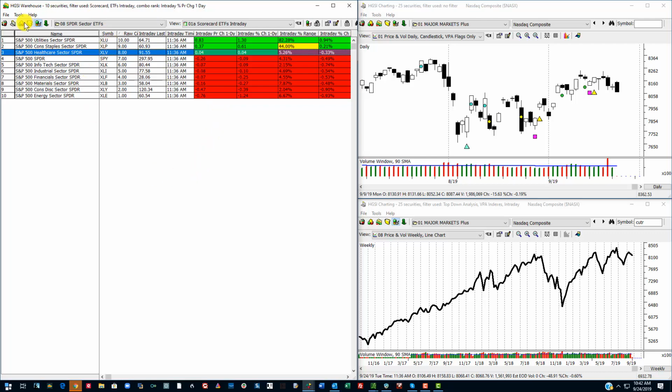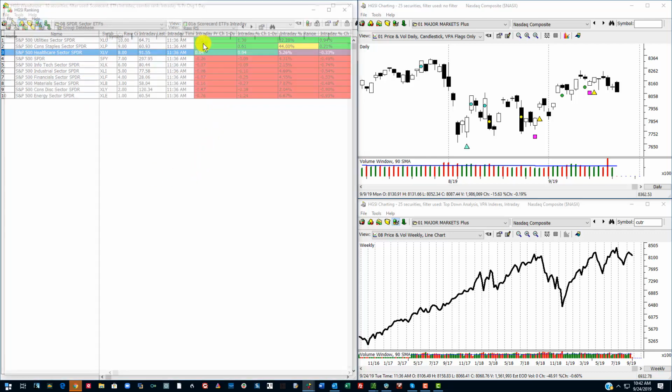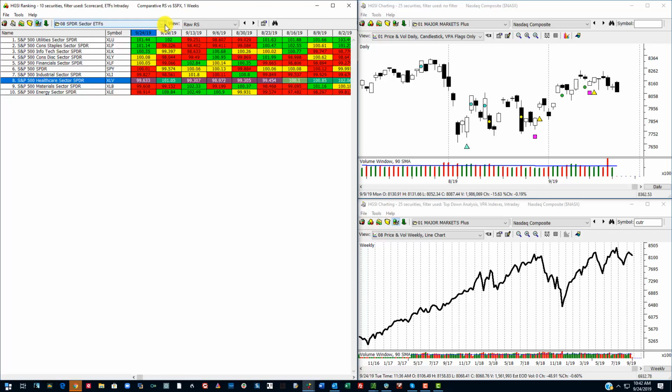Now I'm going to click on the ranking module, and this is compared to the SPX 1 week. Anything over 100 means the sector or the ETF is outperforming. So utilities are outperforming the SPX by 1.44%. Consumer staples by 1.14%, and the tech 0.35.